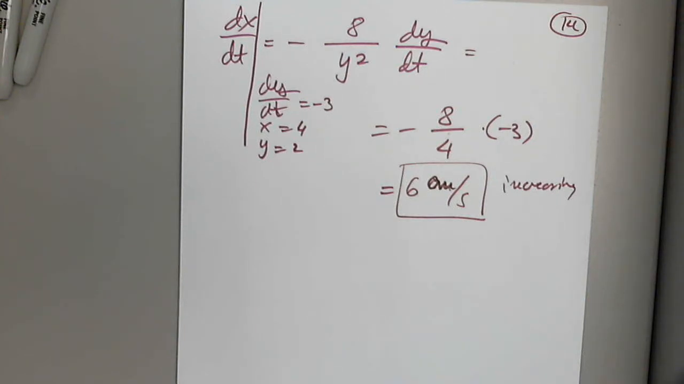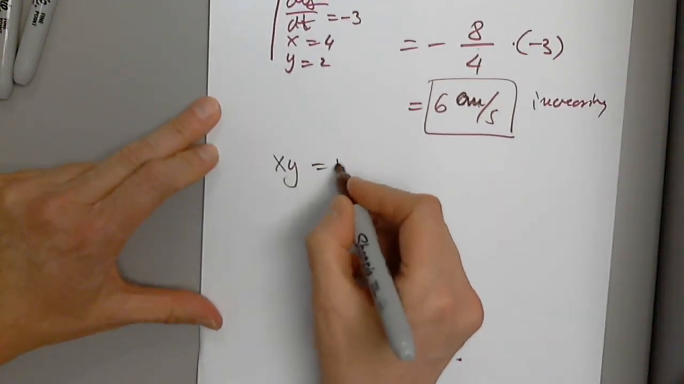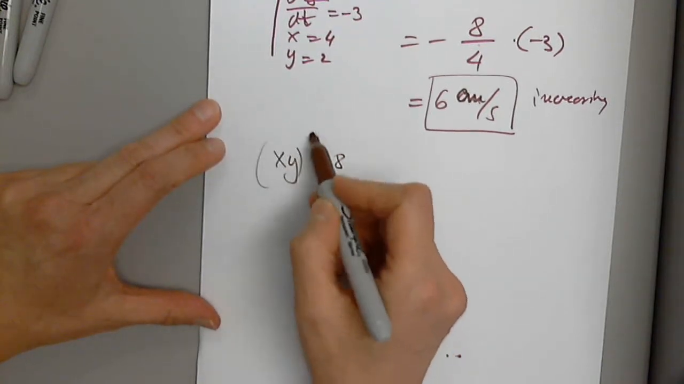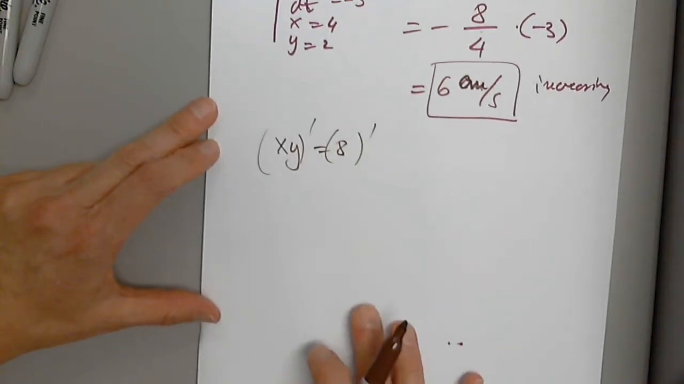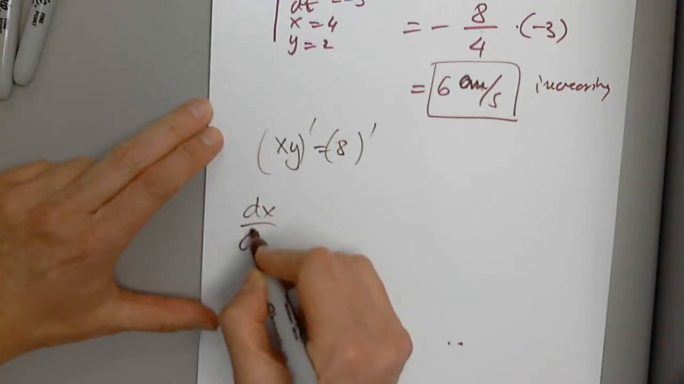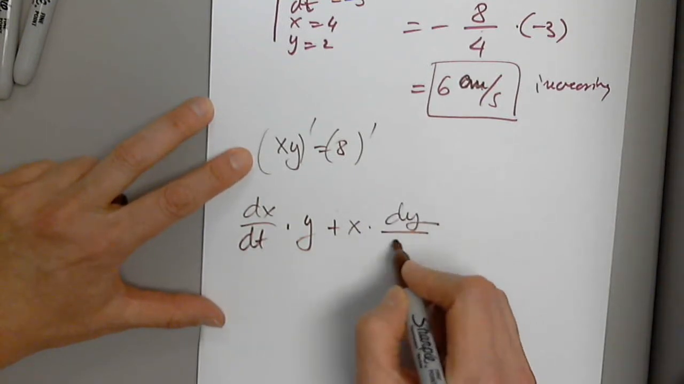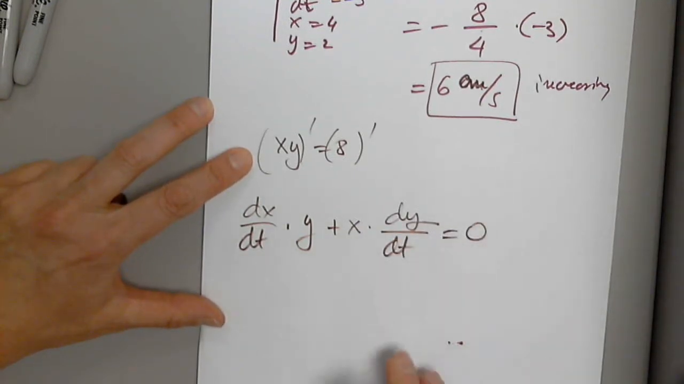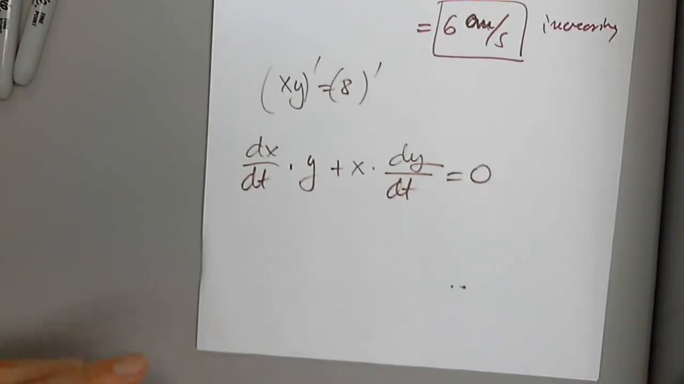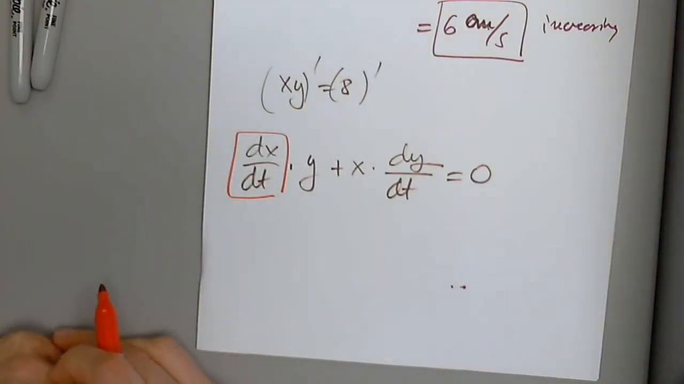This was with implicit differentiation, but let's do the other one. xy equals 8. We differentiate both sides. Product rule: first function prime, dx over dt times y plus x times dy over dt equals 0. Is this okay? Yes. And we are after this.